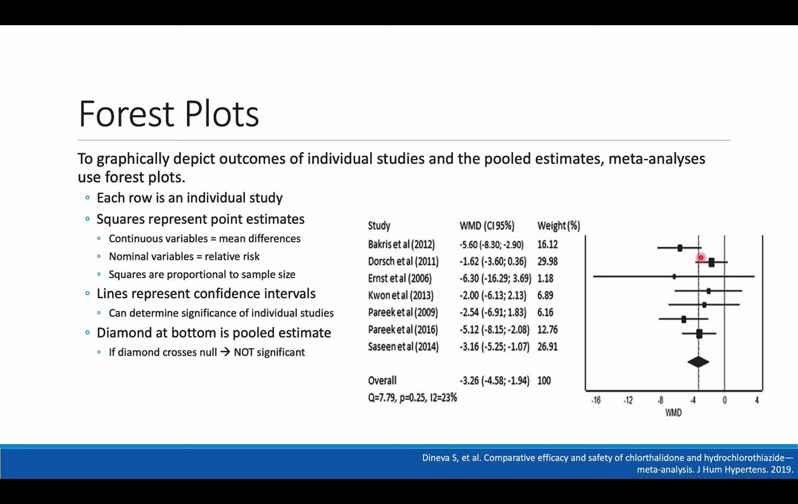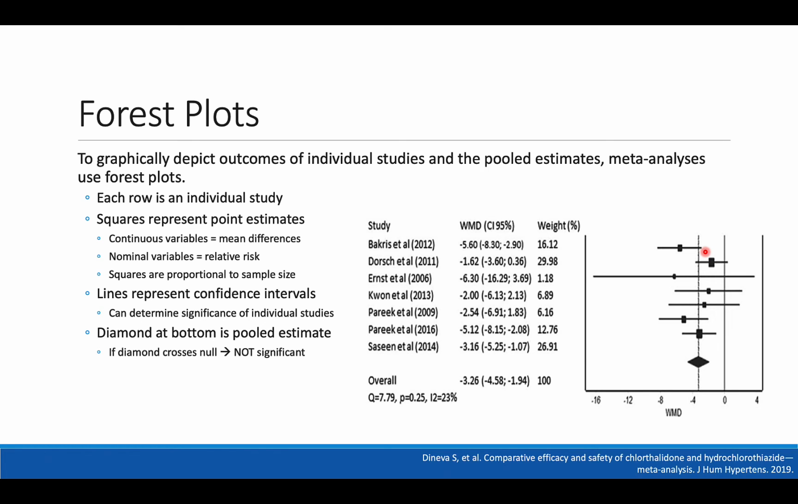So for the null hypothesis for a continuous outcome, it should be 0. And you can see 0 on the graph here with this vertical line. And that represents the null, or the line of no difference. The Backrus et al. study has a confidence interval which does not cross 0, right? And so that means that it is statistically significant.